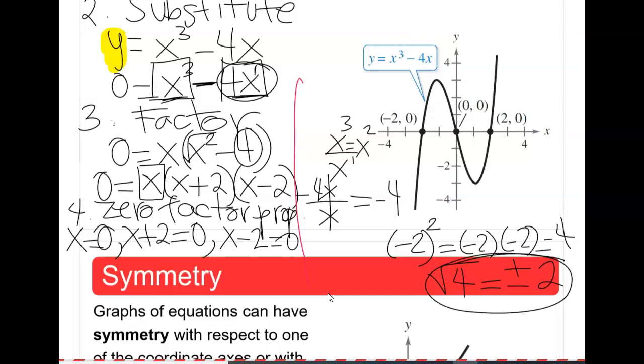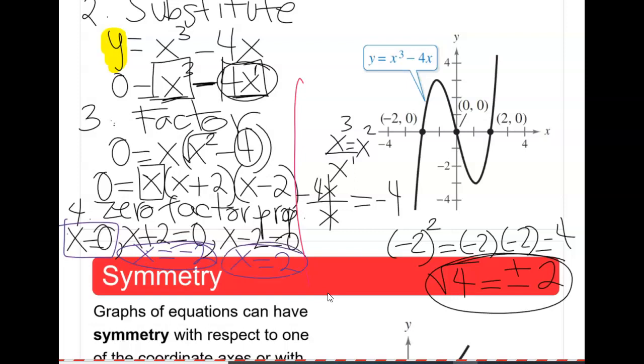So what I'm going to do here is solve for x. The first one is already done, x equals 0. For the next equation, x will be equal to negative 2. And for the third one, we will have x is equal to positive 2.